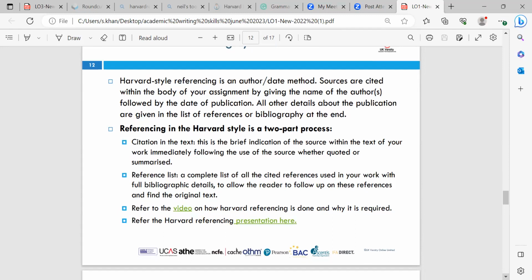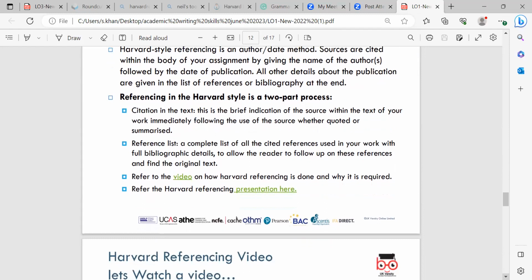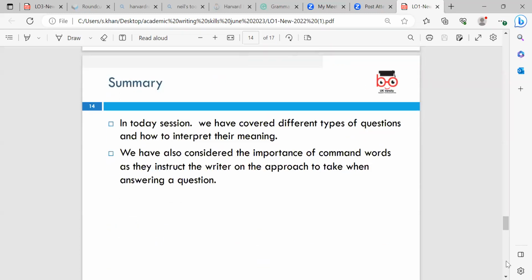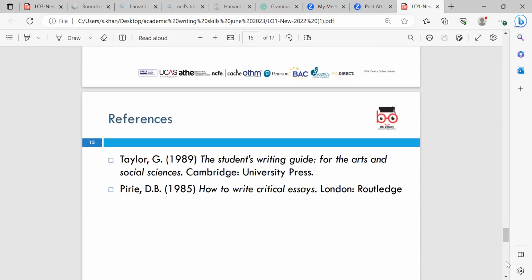Okay, and we looked at a video on Harvard referencing, and then we looked at the issue around Harvard referencing in regards to watching the video, and also we looked at a summary of Harvard referencing. We also covered the different types of questions, and we looked at the issue around what references we used in Harvard referencing.